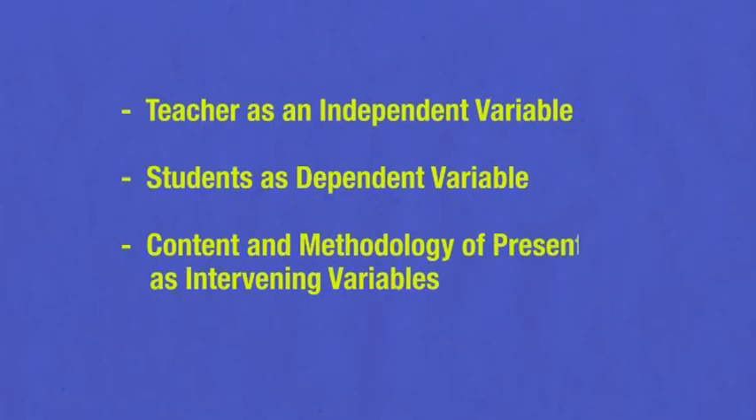The third variable, that is content and methodology of presentation as intervening variables. The intervening variables lead to interaction between the teacher and the students. The content determines the mode of presentation: telling, showing and doing, etc. Now coming back to the three phases of teaching.